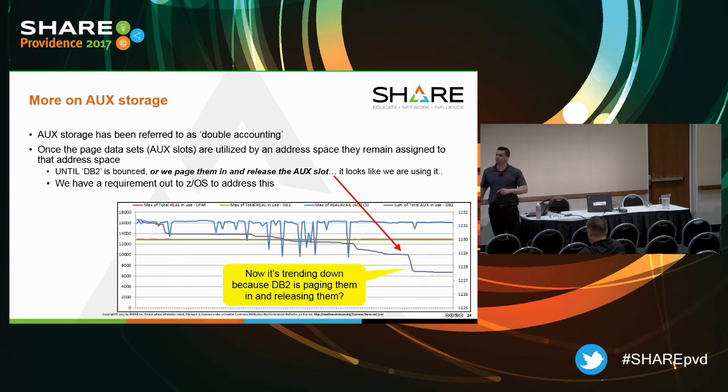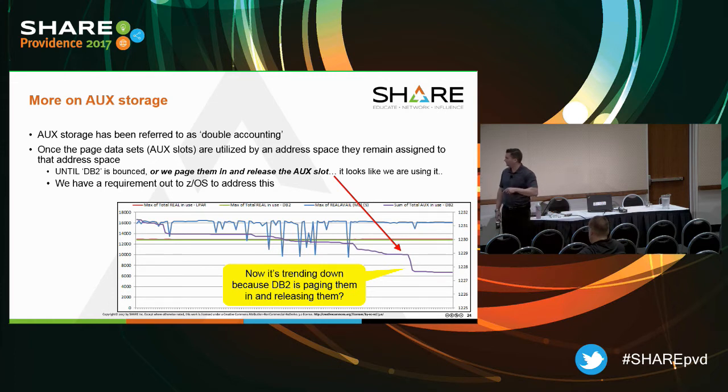The other thing that's a little confusing about auxiliary, it's also considered double accounting, right? If we use one of the slots out in the page data sets in aux, once we touch it, it's ours until the address space goes away, right? Until DB2 goes down or you recycle it. Anything we touch in aux will still be ours unless we re-reference it and bring that exact frame back in. Well, if we're talking about thread storage, it'd probably never be re-referenced, right? Because the thread went away, but it was still on the LRU chain with it.